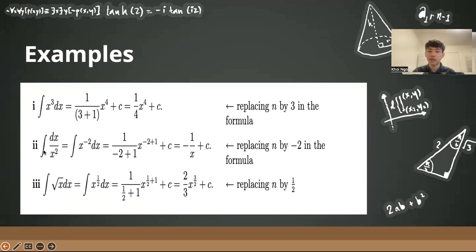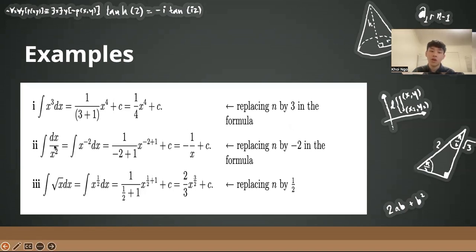And then keep going for the second question. The antiderivative of dx over x squared, in other words, the antiderivative of 1 over x squared dx. In this case, if we want to apply the formula for polynomial functions, we need to put it in the correct form. And the correct form should be x to the power of something, right? x to the power of n.